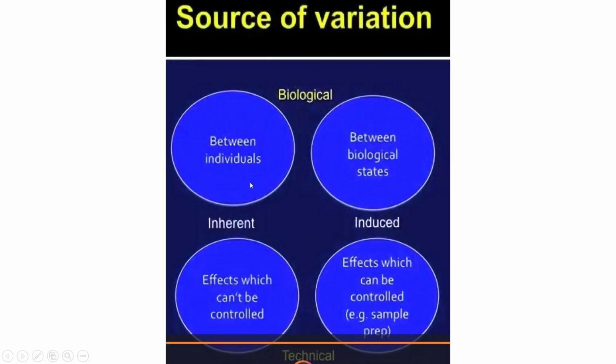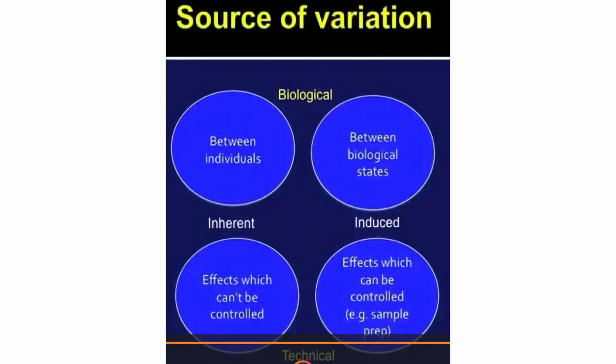And there are different sources of variation. It can be biological, it can be inherent, or it can be induced as well. So it can be between individuals, between biological states. It can be effects which can't be controlled and effects which can be controlled, like sample preparation, etc. Some are biological problems and some technical. So these are certain sources because of which you are getting variations like this.